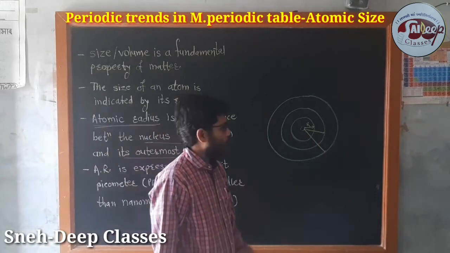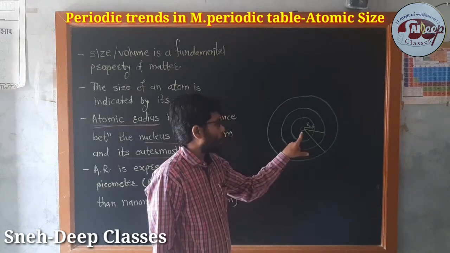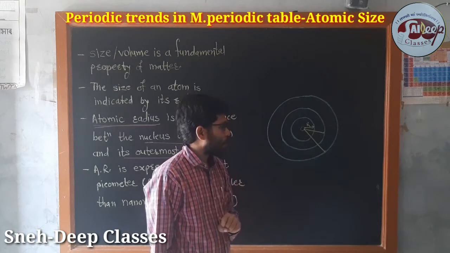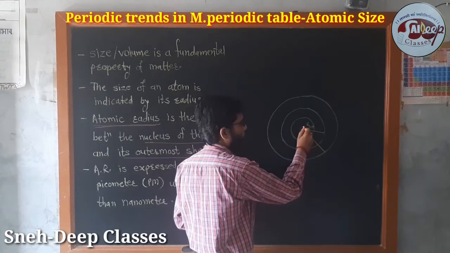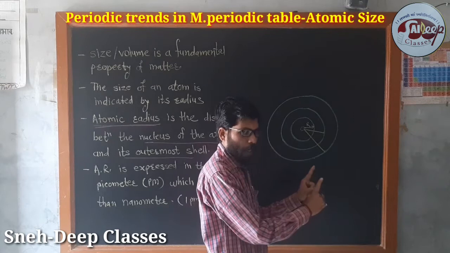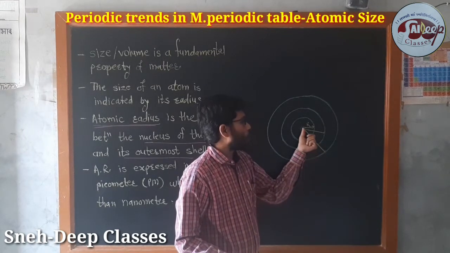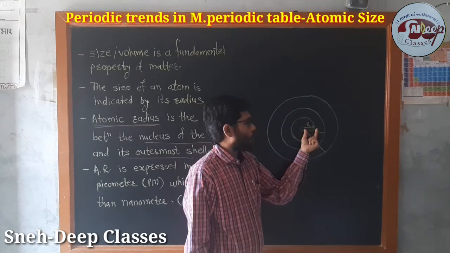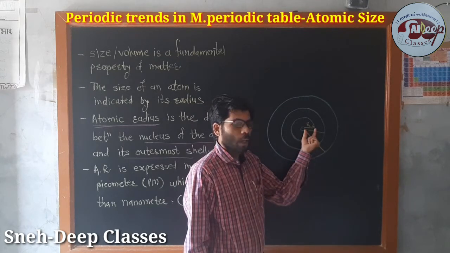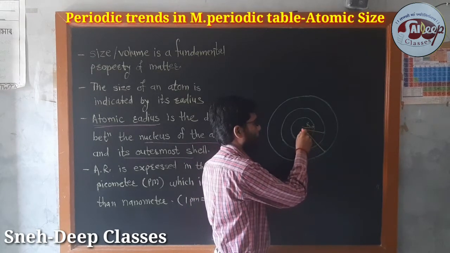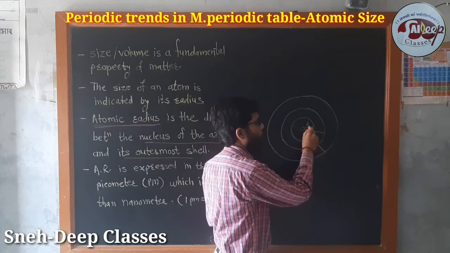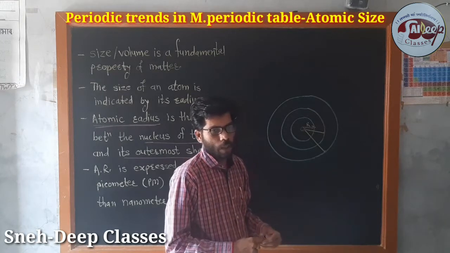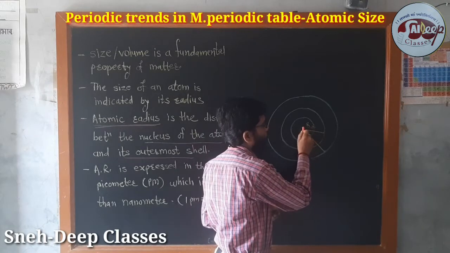See this picture. This is the structure of an atom. This is the nucleus, first shell, second shell, and third shell. Now, what is the atomic radius? Atomic radius is the distance between the nucleus of the atom and the outermost shell of the element or atom. This is the nucleus. This is the first shell. That means this is the atomic radius. The element having only one shell in its electronic configuration has this radius of atoms.